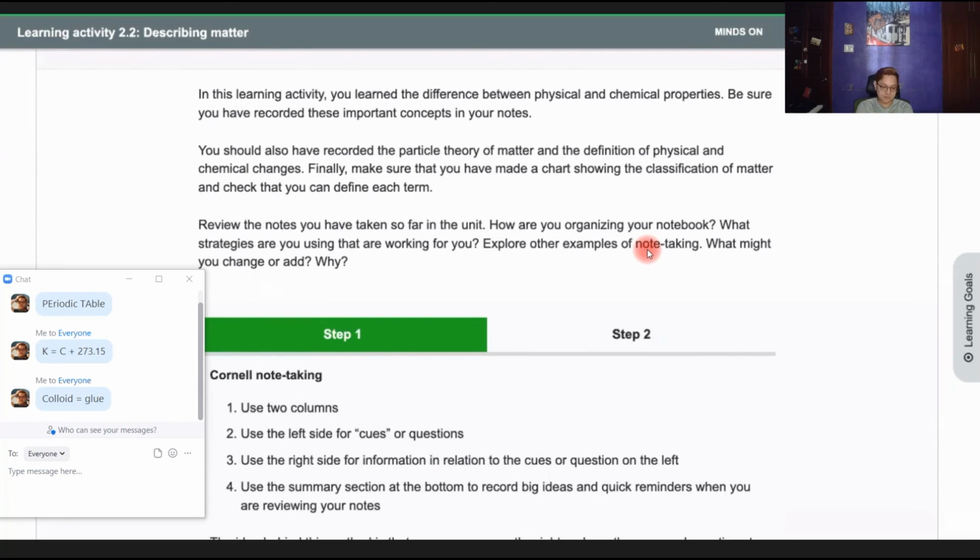In this learning activity, you learned the difference between physical and chemical properties. Be sure to have recorded these important concepts in your notes. You should also have recorded the particle theory of matter and the definition of physical and chemical changes. Finally, make sure that you have made a chart showing the classification of matter and check that you can define each term.